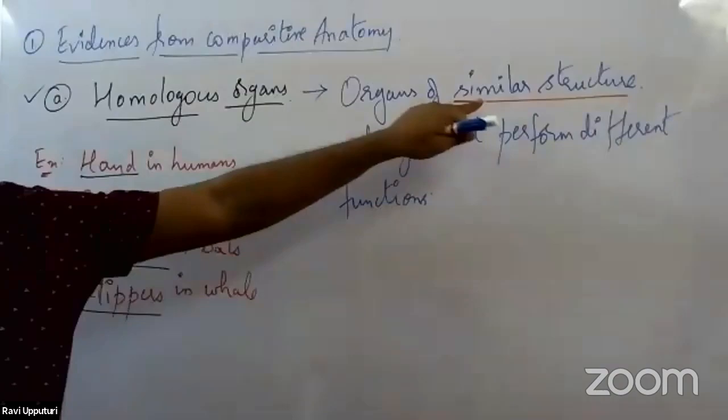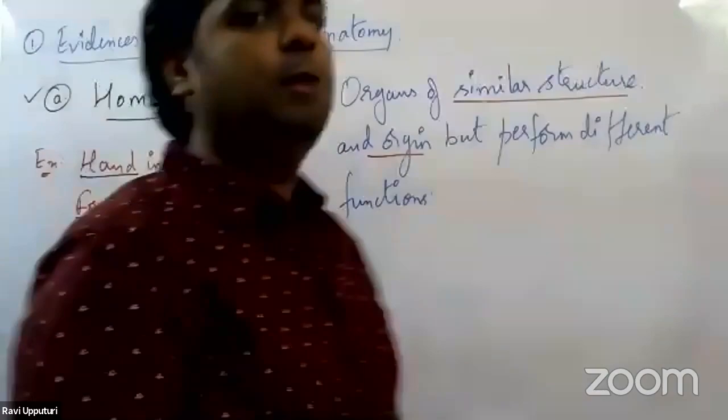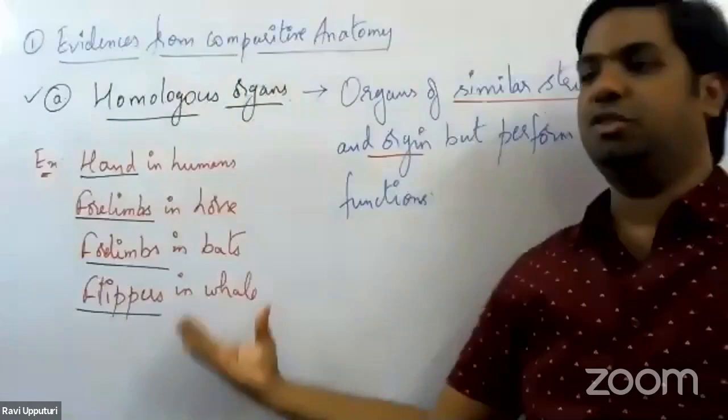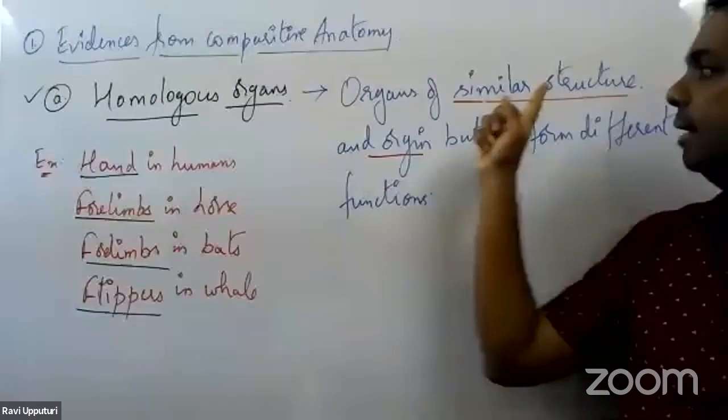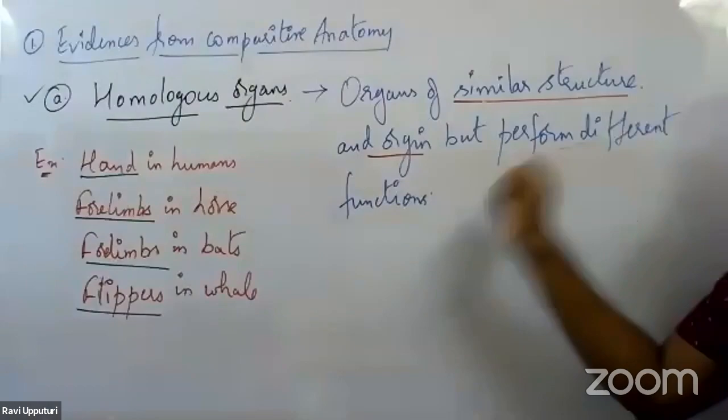All of these have the same structure and they are of the same origin. But based on the different places where they survive, or based on their habitats, their functions keep changing. So all of these structures have the same structure and the same origin, but they perform different functions. Such organs are called homologous organs, and all these are examples of homologous organs.